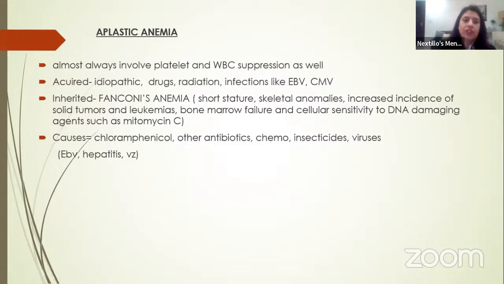Very commonly asked question is Fanconi's anemia. So they'll give you some features, like short stature, and some skeletal abnormalities, or the patient has some kind of leukemia, and then it'll ask what kind of aplastic anemia can it be? So the answer is Fanconi's anemia. And there can be other drugs like chloramphenicol or some kind of antibiotics or chemotherapy, insecticides, viruses, which can again lead to bone marrow suppression, leading to aplastic anemia.